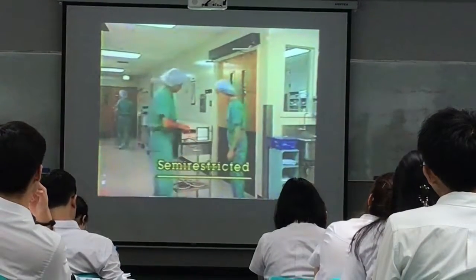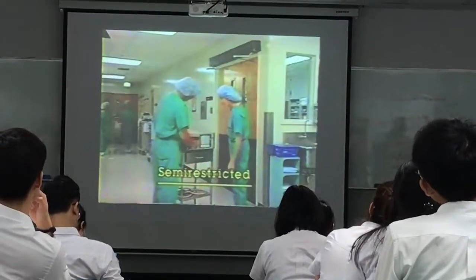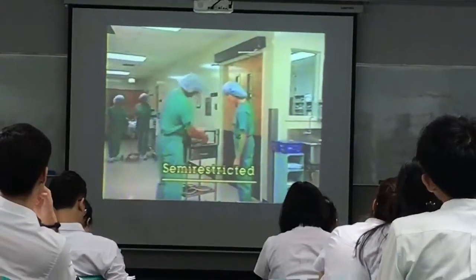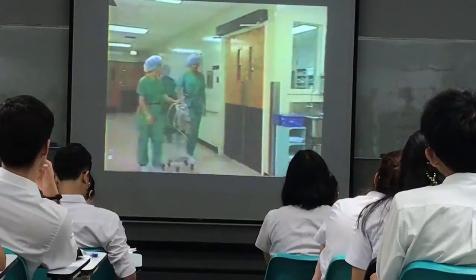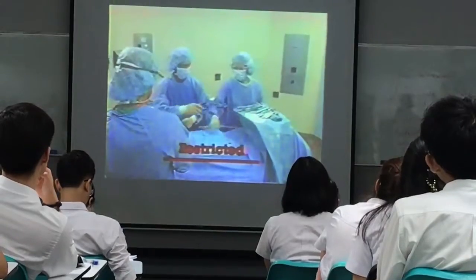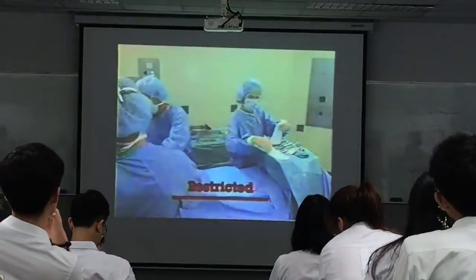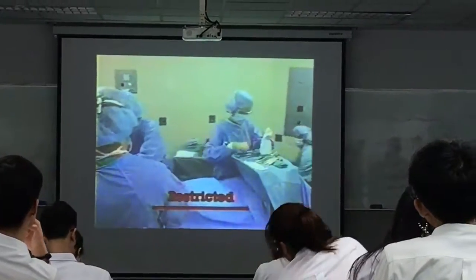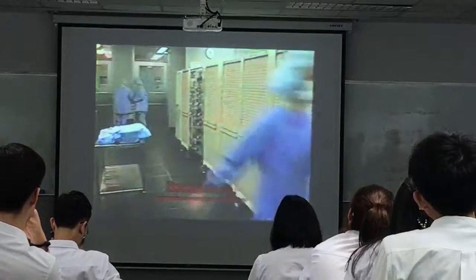These include, but are not limited to, storage, work areas, and corridors. Here, scrub attire and caps are worn. The restricted area requires full operating room attire, including masks. These areas include the clean core, sub-sterile areas, and operating rooms.